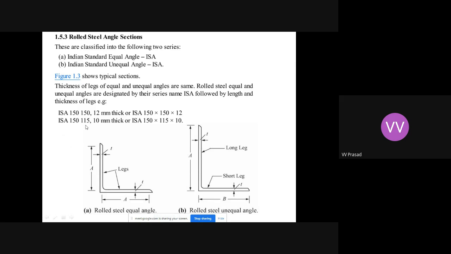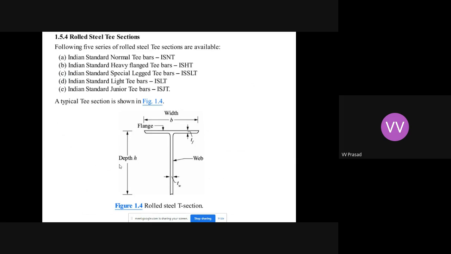So thickness 10 millimeter. That's why equal and unequal angles. Equal means both the legs are equal. Unequal means one of the legs is longer, the remaining leg is shorter. Okay, sir. Next one, T sections, also the same.